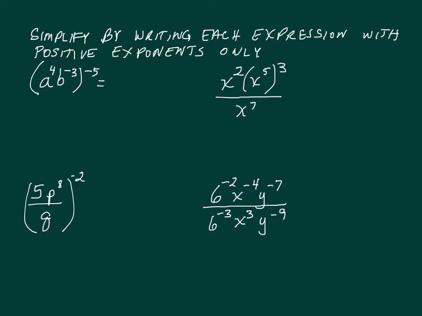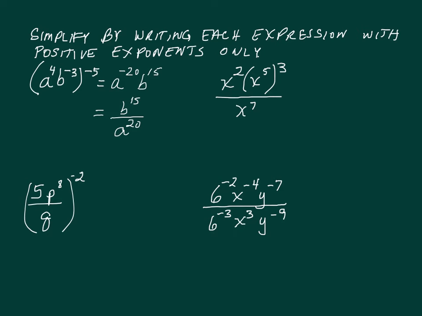Remember, a to the 4 raised to the negative 5th becomes a to the 4 times negative 5, which is negative 20. And b to the negative 3 raised to the negative 5 becomes b to the positive 15. Remember, you multiply the exponents when you're using the power of a product power rule. So we have what now? A to the negative 20, but b to the positive 15. Well, the b to the 15 stays where it is. The a to the negative 20 goes to the basement. And there we have it.